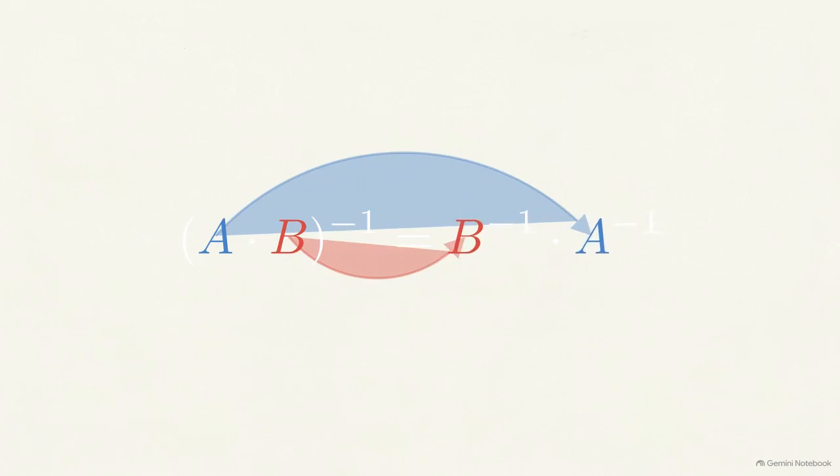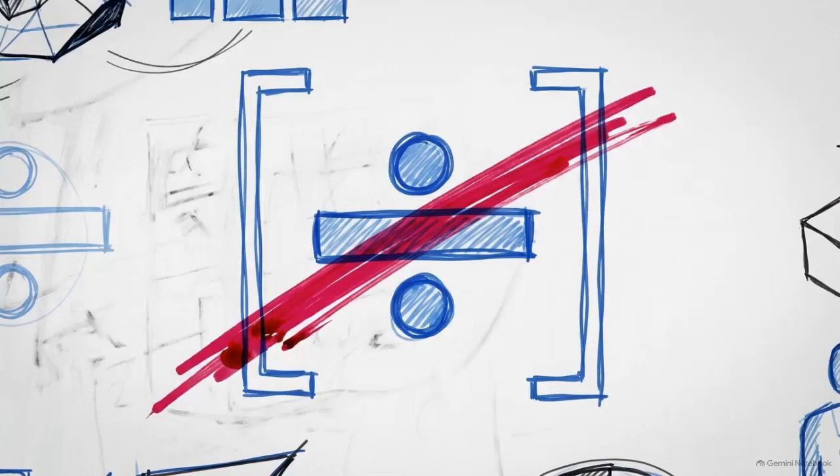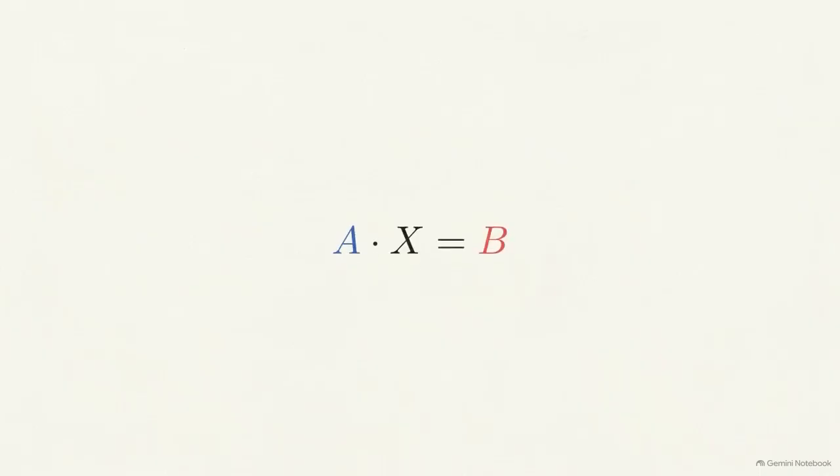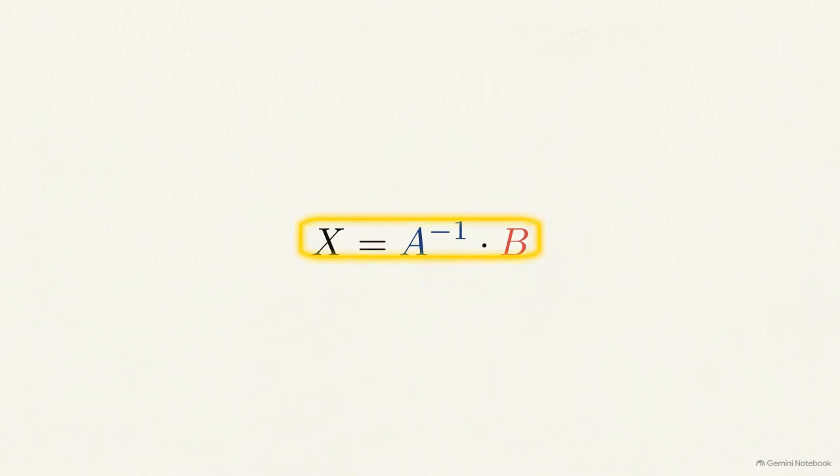When you take the inverse of two matrices multiplied together, the order of those matrices flips. Because you cannot technically divide by a matrix, the inverse and the identity matrix become your primary tools for isolating variables and solving complex systems of linear equations.